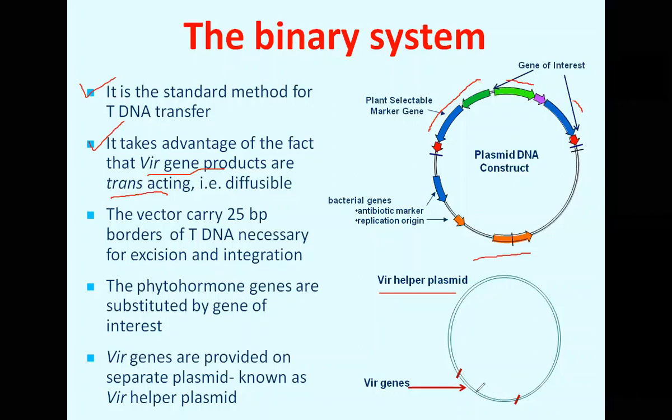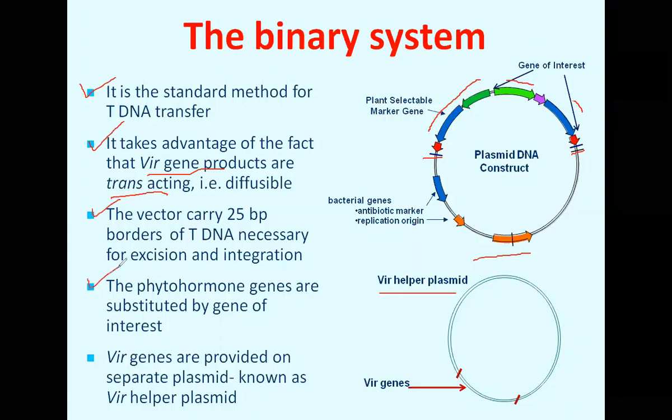So Vir genes are being carried on a different plasmid, and the gene of your interest, plant selectable marker, and bacteria selectable markers are carried on a different plasmid. So you have two different plasmids, and therefore it is called a binary vector system. This vector carries 25 base pair borders of tDNA necessary for excision and integration. So it carries the left border and the right border here, and in between the left border and right border you have the gene of your interest as well as the plant selectable marker here.